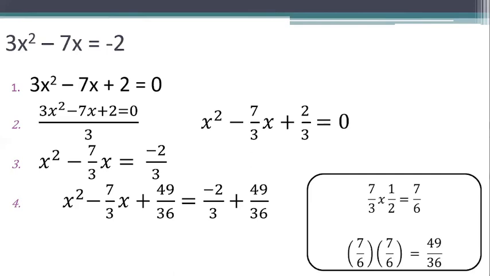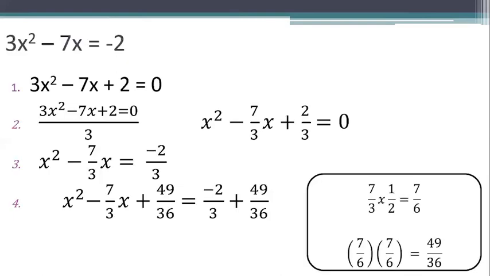Then, we need to find the square of the binomial. The square root of x squared is x. Let me show that first. To get the square of the binomial, the square root of x squared is x. The square root of 49 is 7. The square root of 36 is 6. The sign of our middle term is negative.